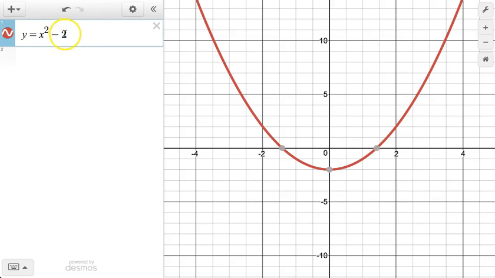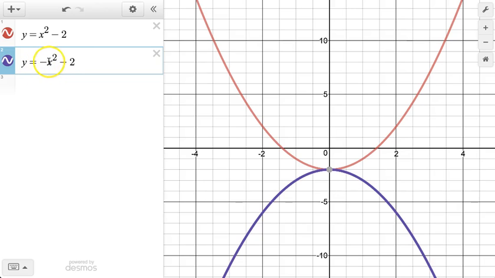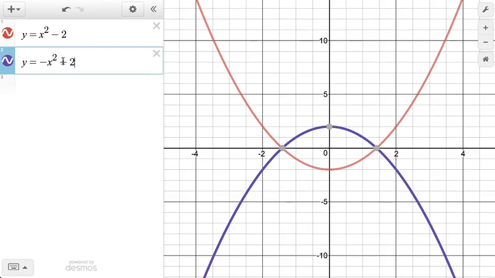You see a -2, you're moving yourself down 2. The vertex was right here, now it's down 2. So I'm going to go ahead and copy and paste and get the other ones in there. The next one on the list is a -x squared. So it's going to be going down, but instead of a -2, it's a +2. So this one goes up 2.